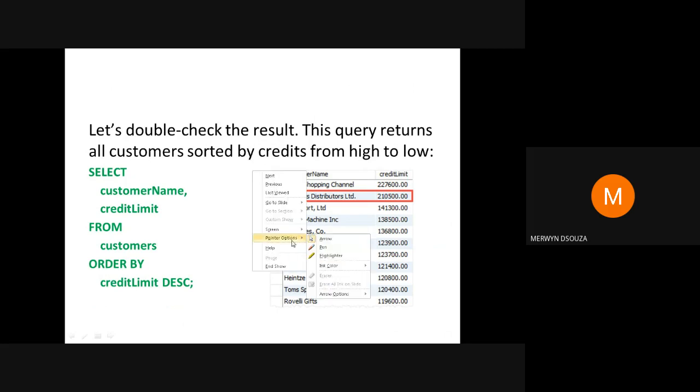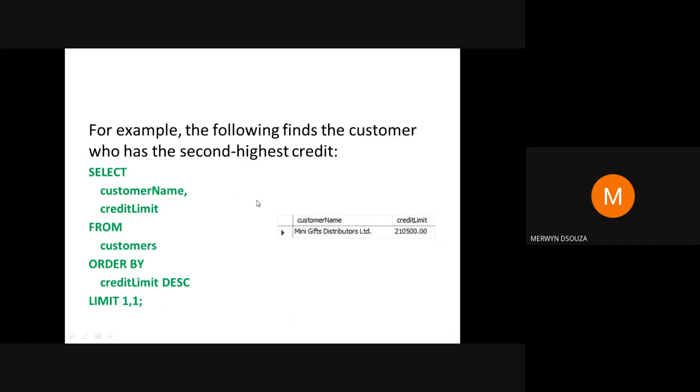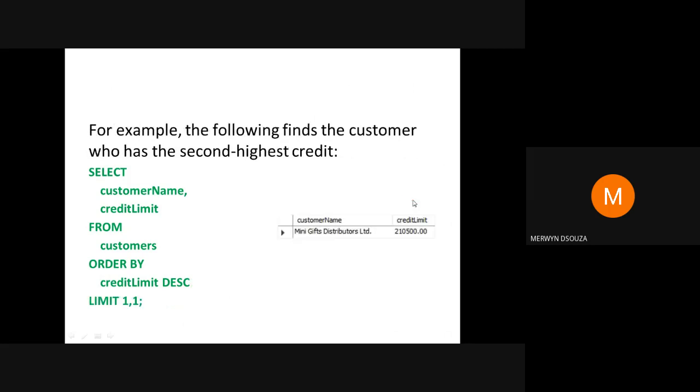As you can see here, the customer with the second highest credit is Mini Gifts. So how did we get the same answer using the previous query, limit 1 comma 1? I'll just explain it to you. The offset of your limit clause, as you remember, starts with 0. Here the offset in your query is mentioned as 1, and then it says that only one row from the offset is to be returned. So the answer that is returned is this. You can see it from the previous slide.